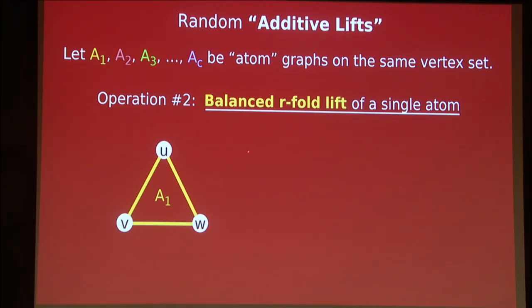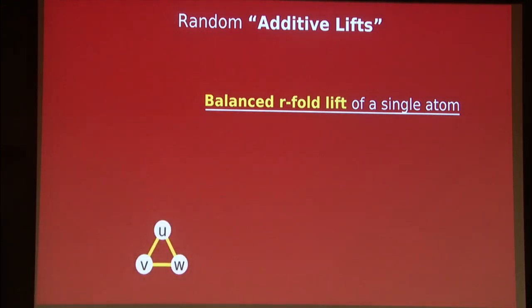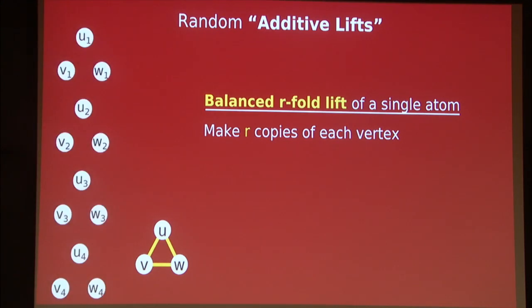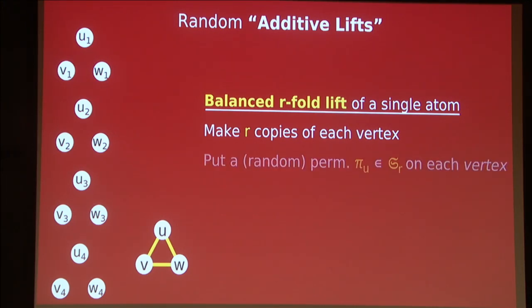I'll tell you how to make a balanced R-fold lift, where R is any integer parameter that you want. Here's how it goes. You start with your graph and your parameter R. As normally in lifts, you make R copies of each vertex. In this example, R is 4. So here are 4 copies of the 3-vertex set. And then you're going to put some edges in here. How do you do that?